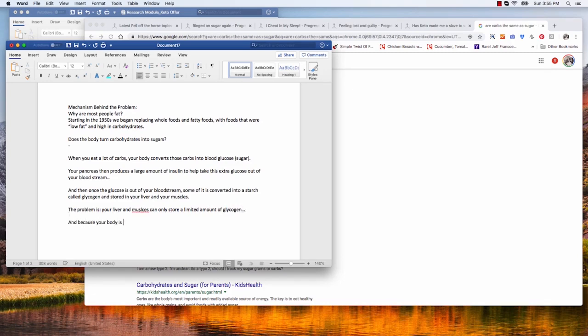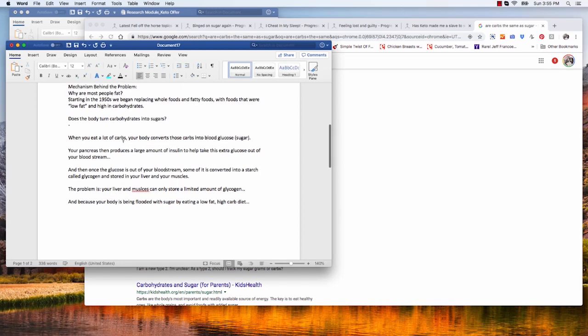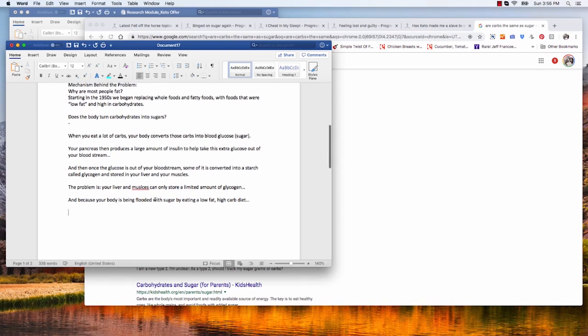And because your body is being flooded with sugar by eating a low-fat, high-carb diet, I need to clean this up to remind people exactly what's going on. Basically, when you eat a low-fat, high-carb diet and the carbs are being turned to sugar, your body's being flooded with sugar. I just put muscles here. It matters to my own thing, but you can always throw them out.